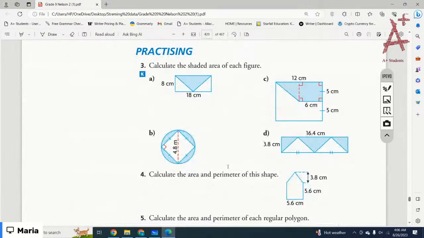Okay, here are the practice questions. Let's start with question number 3. Calculate the shaded area of each figure. So you have to calculate the area of the shaded region, right? You have to calculate the area of the rectangle first, then subtract the area of two right triangles, this one and this one.